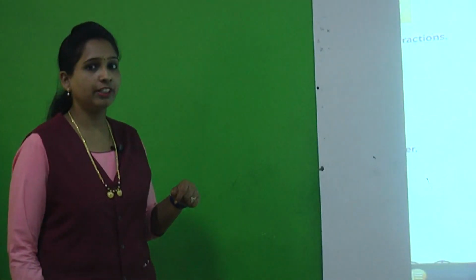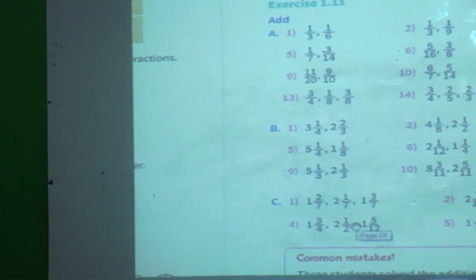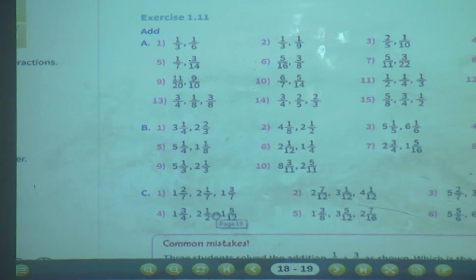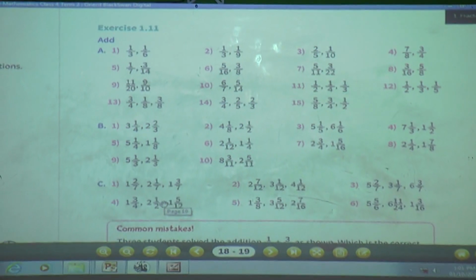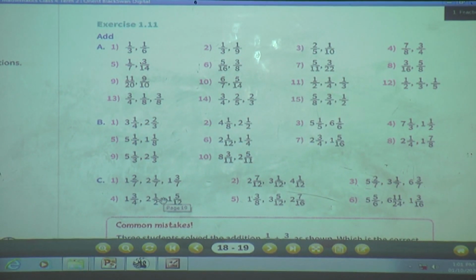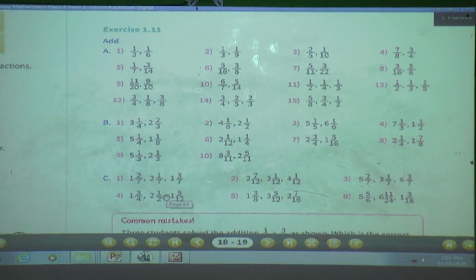What we have solved in our last session students, do you remember? Yes, I had given you home assignment also. We have started our exercise 1.11, question number A, add. We have solved some examples. I have solved from A question. The remaining I asked you to solve on your own in your rough book. Now we will start B question.